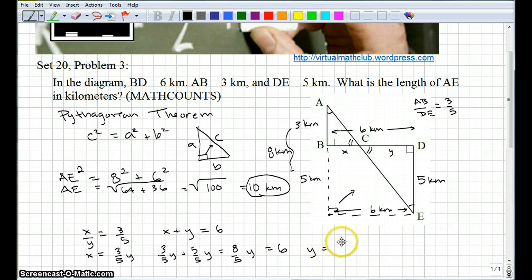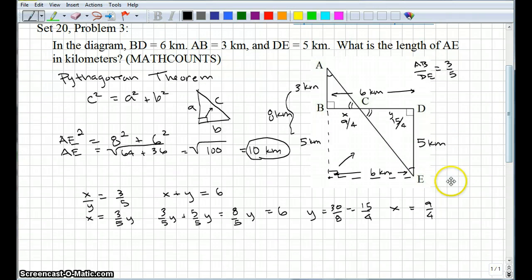So y would be equal to 30 over 8, which is 15 over 4. So x has got to be 9 over 4, so that they add up to 6, since 24/4 is 6. Now we know this is 9/4 and this is 15/4. Then we can apply the Pythagorean theorem and find this length from C to E, and this length from C to A. So we have to apply the Pythagorean theorem twice.